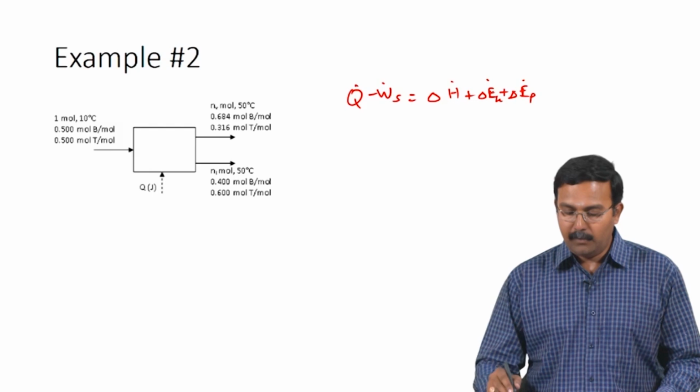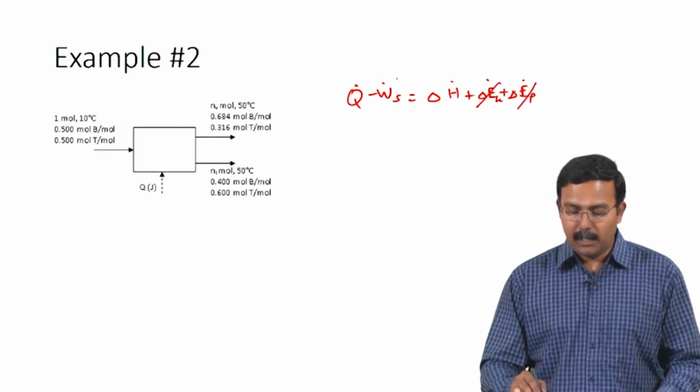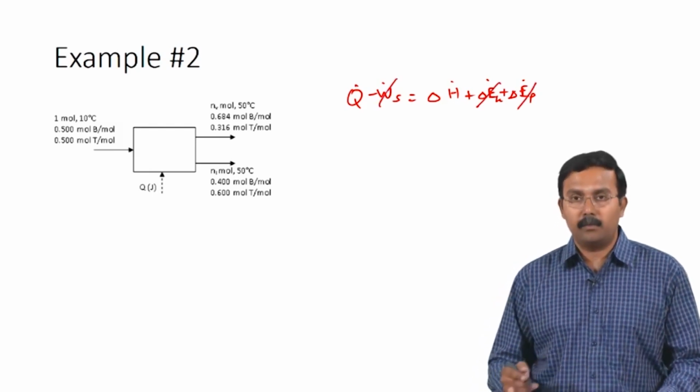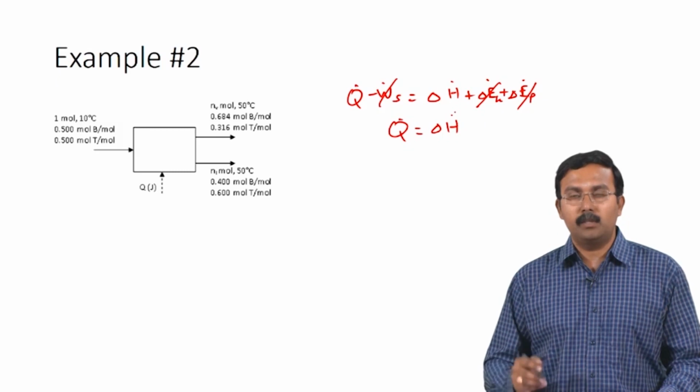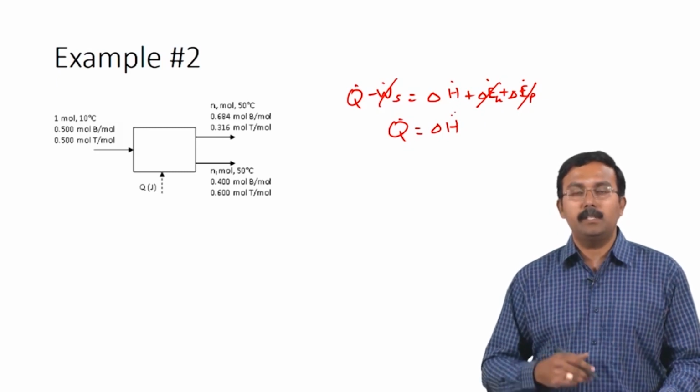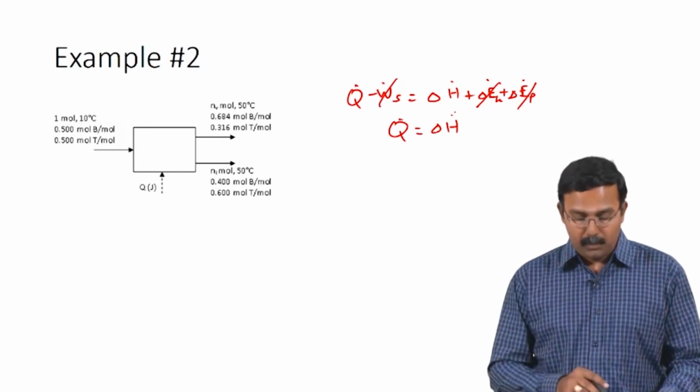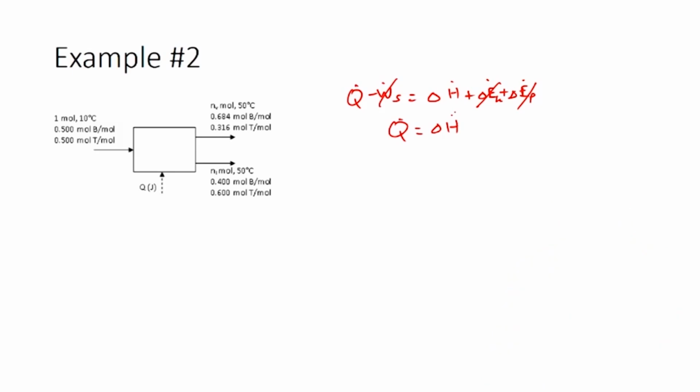So, as we have no change in kinetic and potential energies and there are no moving parts associated with shaft work, you would have Q dot equals delta H dot. So, we need to calculate delta H dot so that we can actually identify the rate at which heat needs to be supplied to the system. So, now we need to build the enthalpy table.